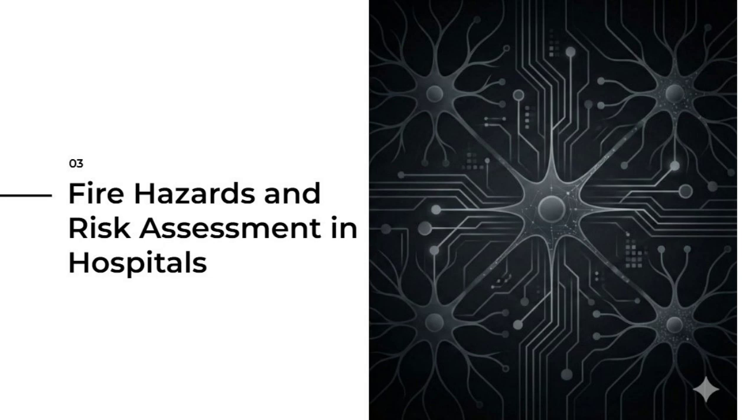Fire hazards and risk assessment in hospitals serves as the foundational topic for this third lesson. This title establishes our focus on the unique vulnerabilities found within healthcare facilities and the systematic approach required to evaluate those dangers. We will explore how specific hospital conditions create risks and the methodologies used to mitigate them through rigorous assessment. Understanding these hazards is not just a regulatory requirement, but a critical component of patient and staff safety in a high-stakes medical environment. Over the course of this lecture, we will break down the categories of risk and the proactive steps necessary to maintain a secure healthcare setting.